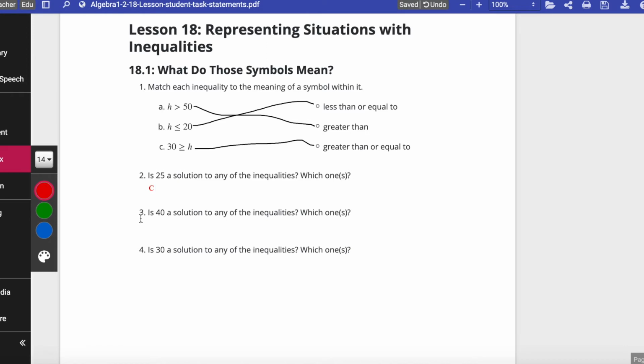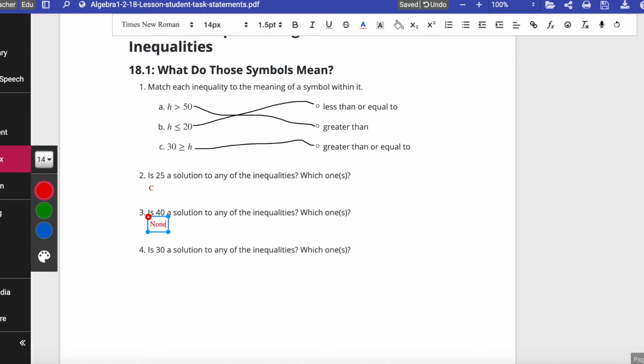Okay, the next one, is 40 a solution to any of the inequalities, and which ones? Is 40 greater than 50? Is 40 less than or equal to 20? Both of those are no. Is 30 greater than or equal to H? So it would be none of these.